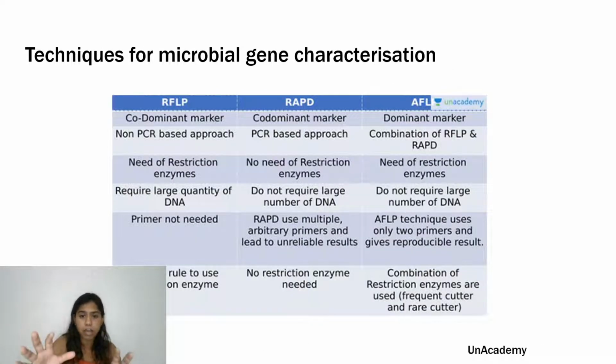And so this table gives a combined comparison of these different techniques: RFLP, RAPD, and AFLP. RFLP is just the restriction enzyme based mechanism, RAPD is the amplification based one, and AFLP is a combination of both. And as we can see here, this needs a restriction enzyme, this does not, and this one needs one.